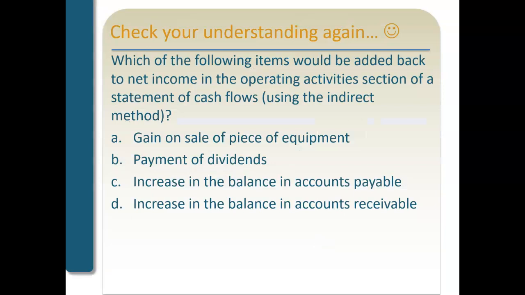Guys, which of the following items would be added back to net income in the operating activity section of a statement of cash flows using the indirect method? Y'all said C? What do you think?